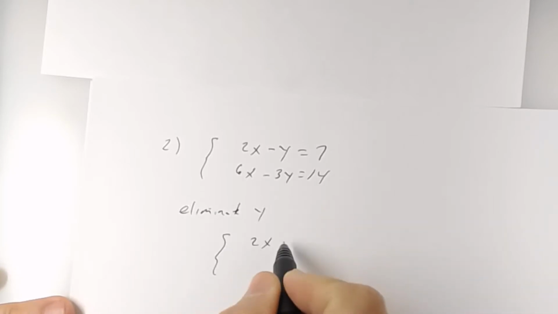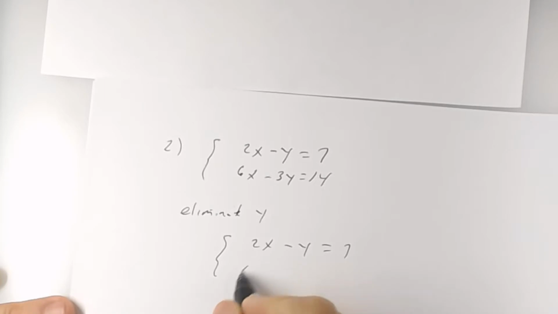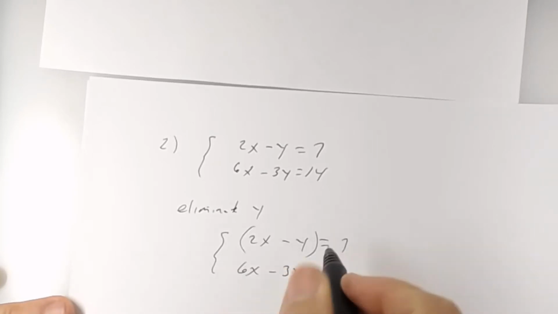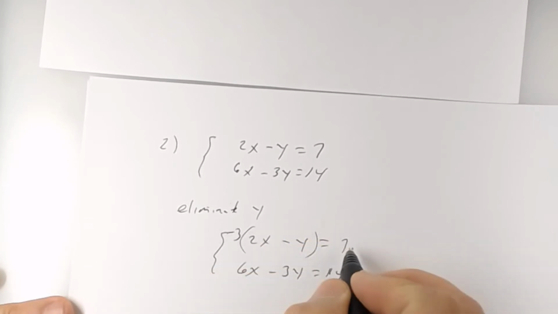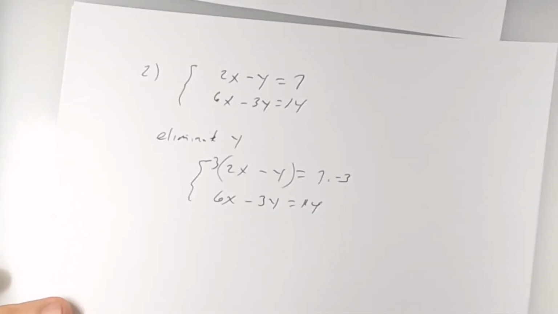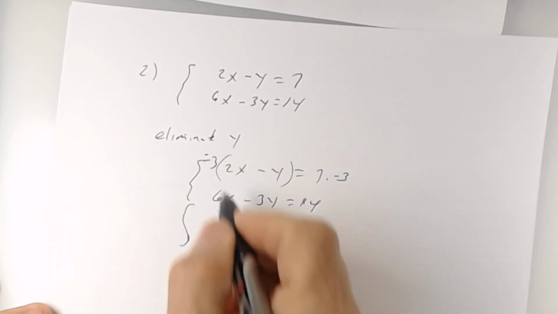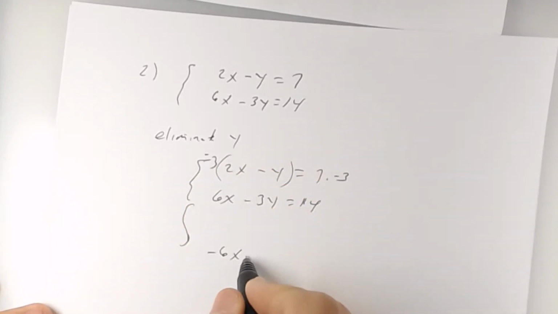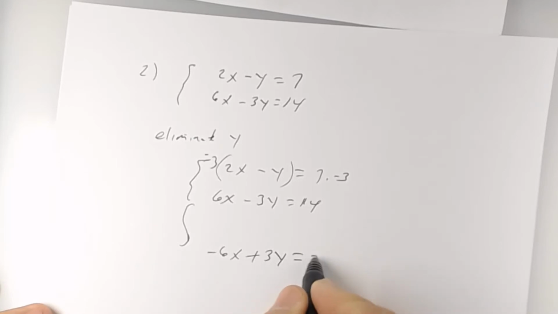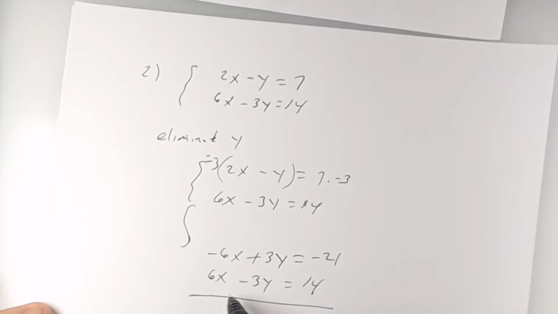So I get 2x minus y equals 7, and then 6x minus 3y equals 14. So I'm going to multiply the top equation by -3. Is that right? When I do that, here's what I get: -6x plus 3y equals -21. And I get 6x minus 3y equals 14, right? Now add them up. What happens to the variables?